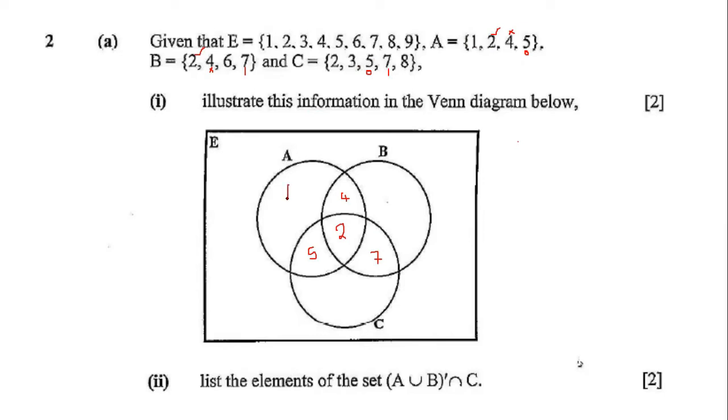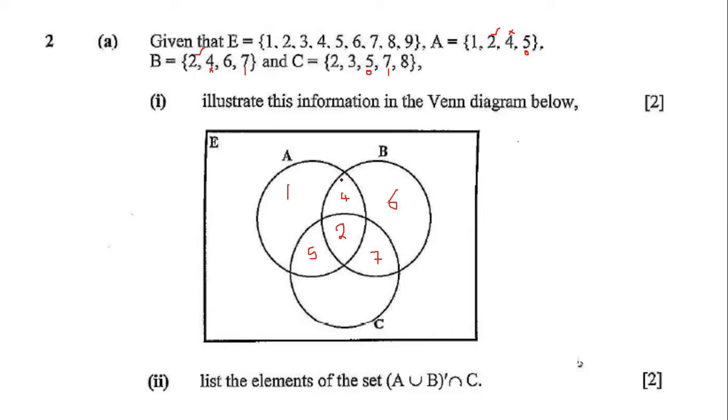Okay, and when we check, in A there is 1, 2, 4, and 5. It's balancing. Then let's go to B. In B here, we already have 2, 4, and 7, so here we just write 6. It's the only thing missing. Then we go to C.